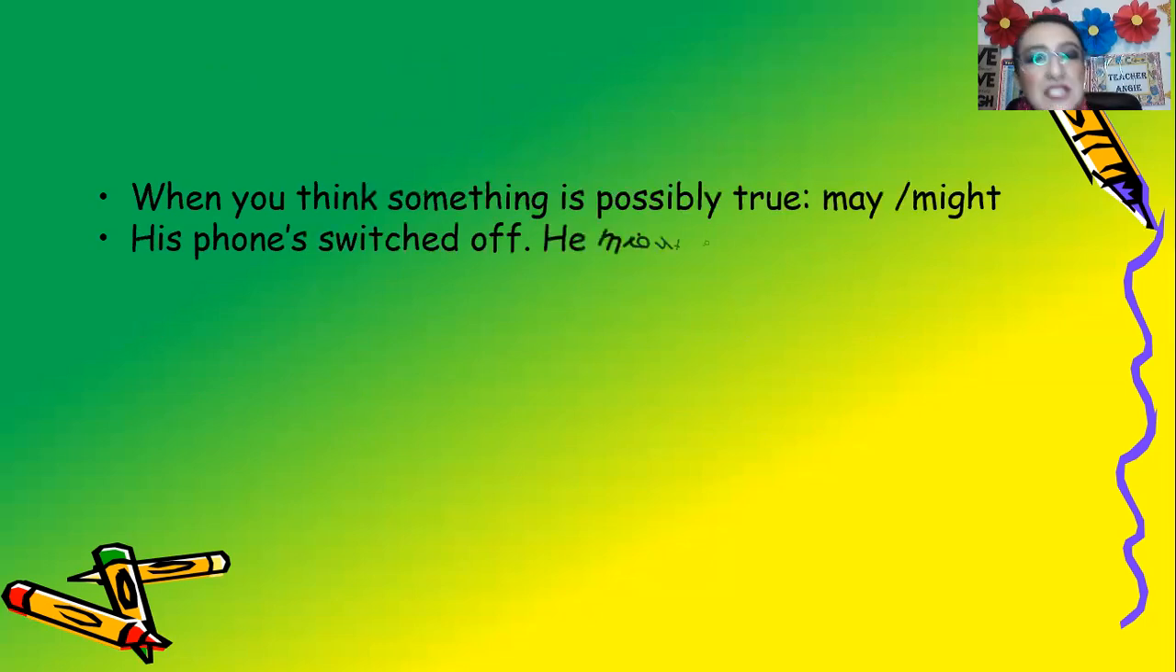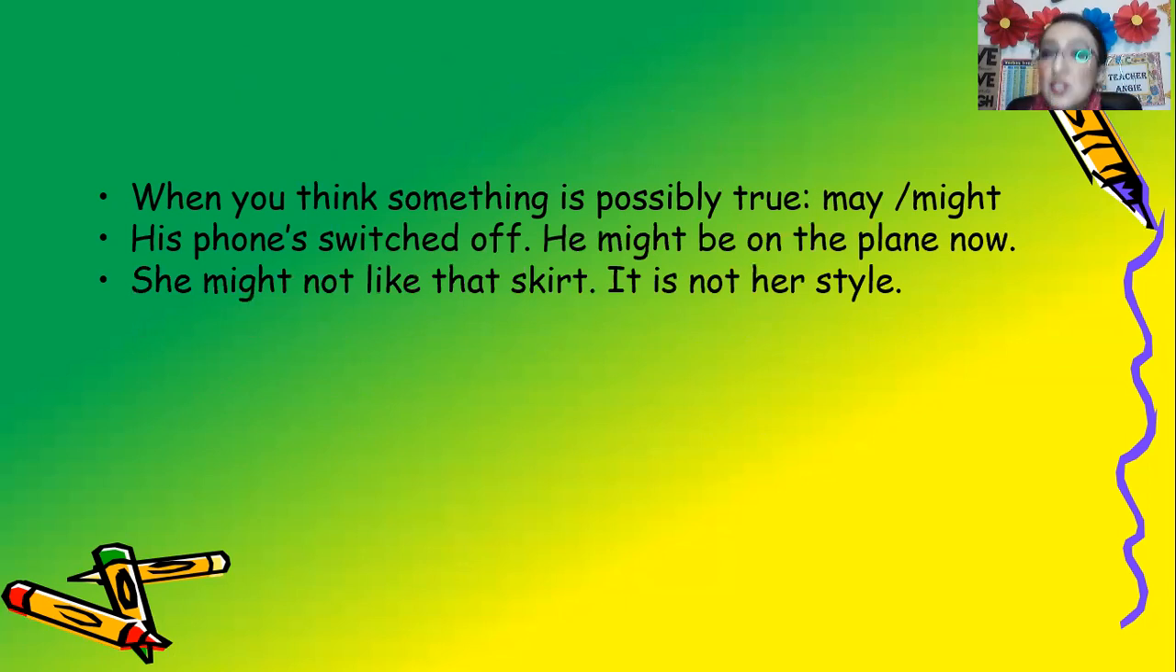When you think something is possibly true, you can use may or might para deducciones. También dije, yo pienso esto, yo pienso el otro. Aquí tú utilizas este, mira. When you think something is possibly true, no estás tan super segura o seguro como con el must, pero tú piensas que es posible que algo sea verdad. Entonces tú puedes usar el may o el might.